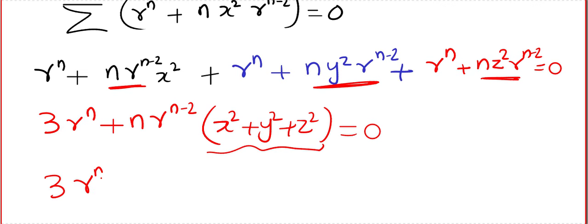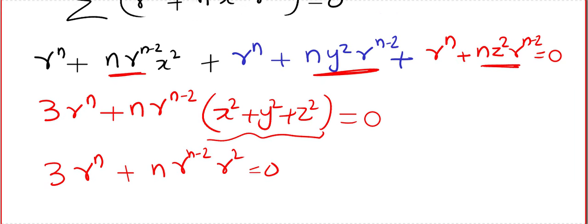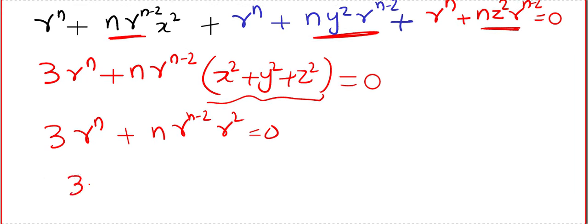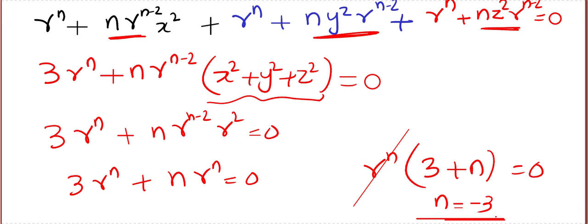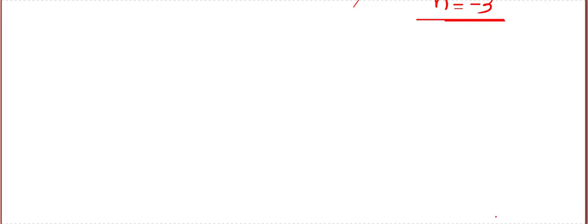So 3 r power n plus n into r power n minus 2 into r squared equal to 0. So we get 3 r power n plus n r power n equal to 0. Take common, r power n into 3 plus n equal to 0. So this goes, so n is equal to minus 3. Okay, so most of the questions that I saw is covered.